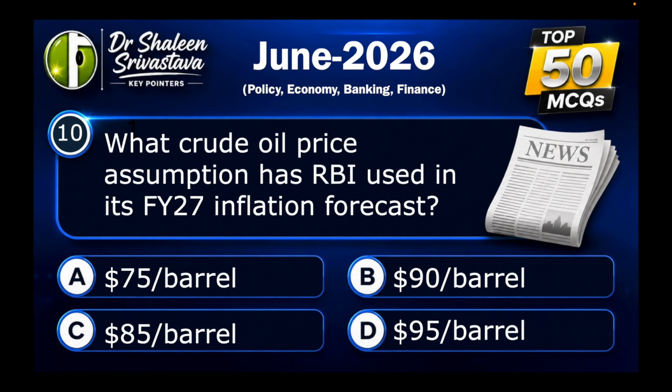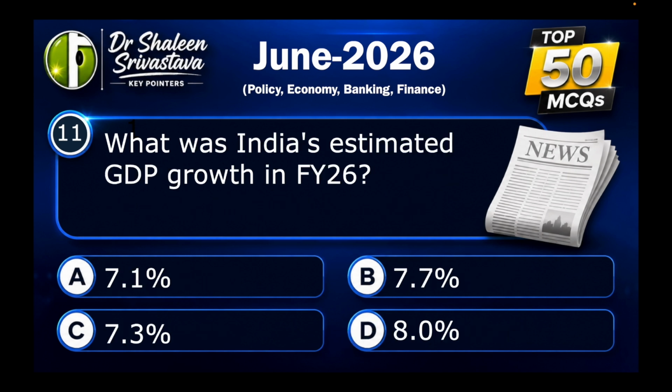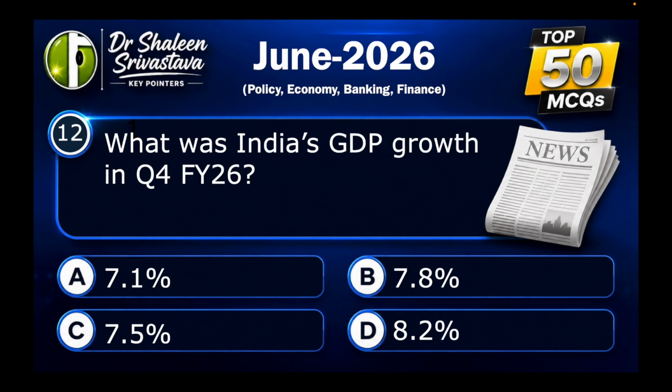What crude oil price assumption has RBI used in its FY27 inflation forecast? The correct answer is D, $95 per barrel. What was India's estimated GDP growth in FY26? The correct answer is B, 7.7%. What was India's GDP growth in Q4 of FY26? The correct answer is B, 7.8%.